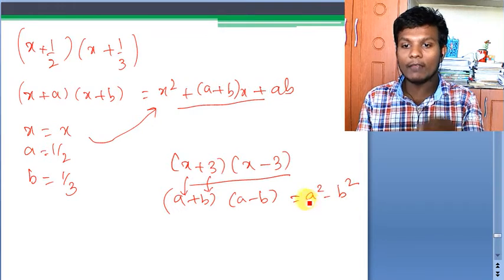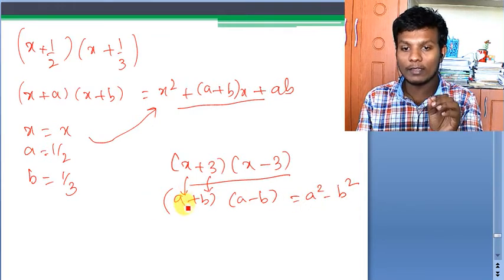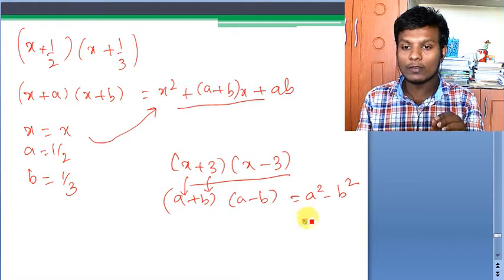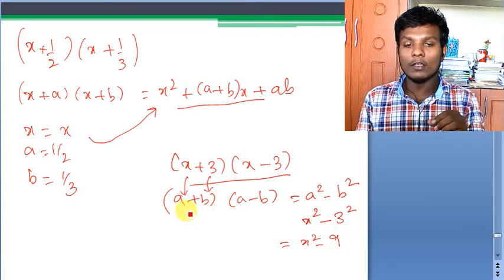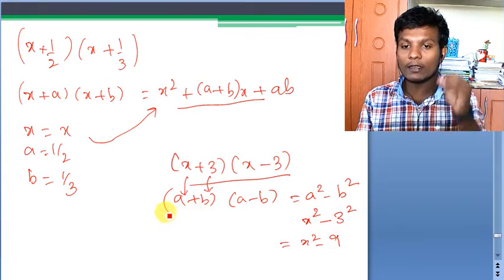But my a value is not a here, it is x. So this is x² minus, my b value is 3, so that is why 3². So x² - 9 is going to be my answer. So this is a simple matter of application and your observation.